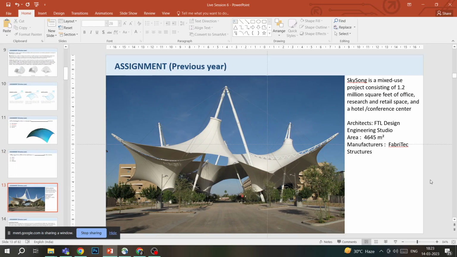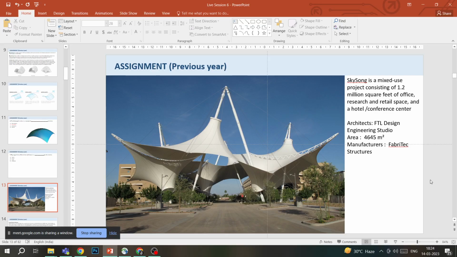So this is how the Sky Song at Arizona State University looks. It's a mixed-use project. It consists of 1.2 million square feet of office, research and retail space, and a hotel conference center. And basically, it's a whole complex.